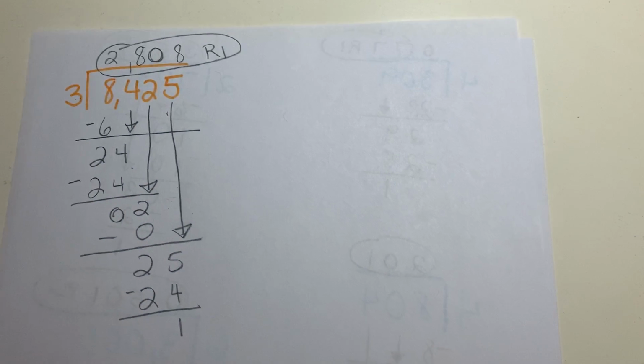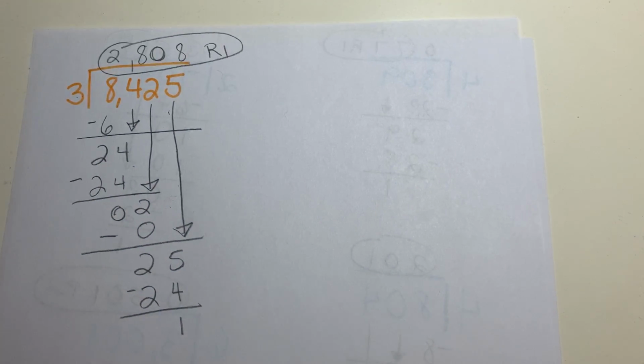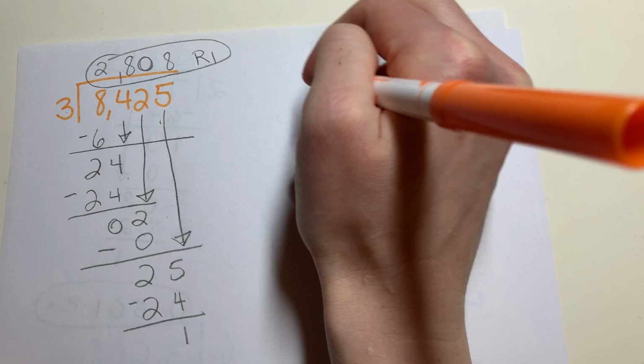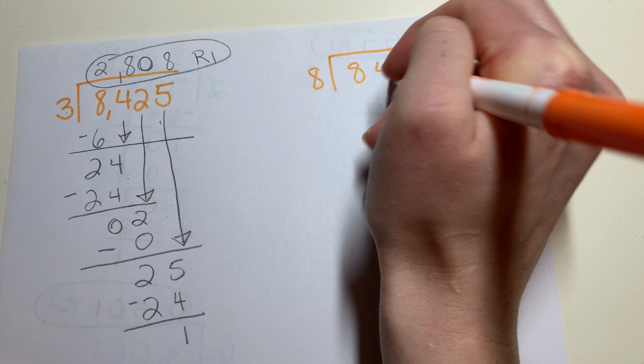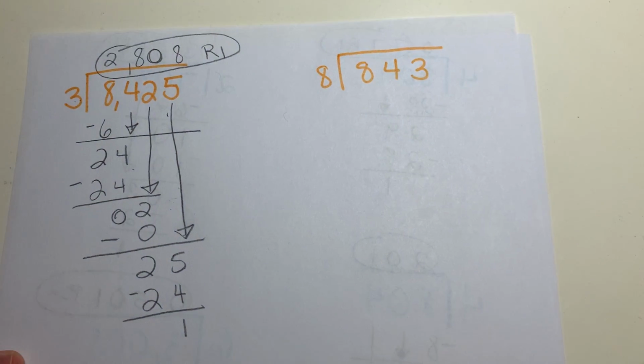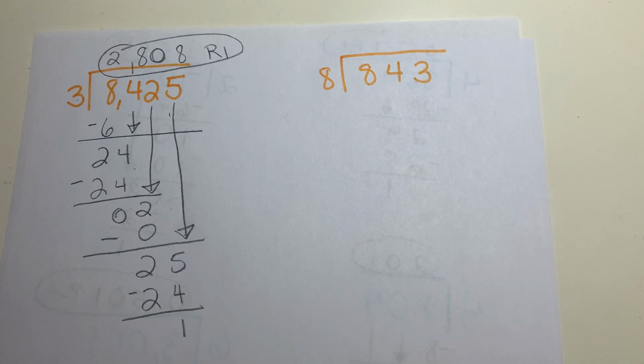All right, let's have you try another one. 843 divided by 8. Go ahead and try that one on your own.